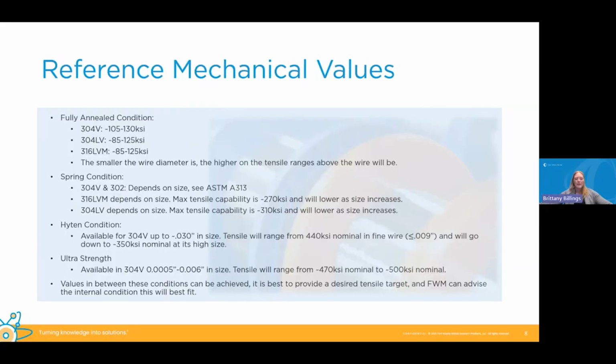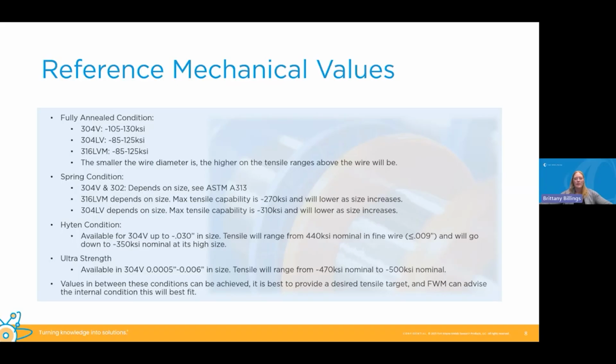And here you can see our reference mechanical values. So starting at the top, you'll see our fully annealed condition. That goes from about 85 KSI to 130, dependent on the alloy. And then the smaller the wire diameter is, the higher the tensile range is going to be. Moving down to our spring condition, these are also dependent on the size.